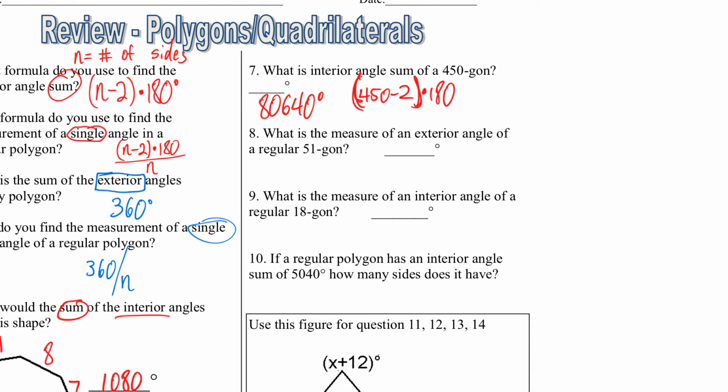Okay, number 8, what's the measure of an exterior angle of a regular 51-gon? So you do 360 divided by 51, and it gives you like 7.06 degrees, something like that. Number 9, what's the measure of a single interior angle of a regular 18-gon? So you're going to do 18 minus 2 times 180 divided by 18. And what does that give you?